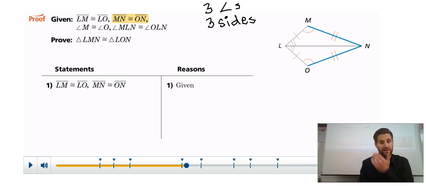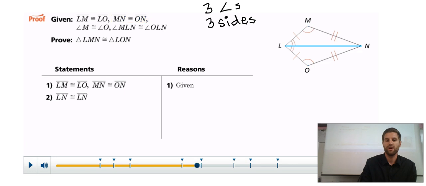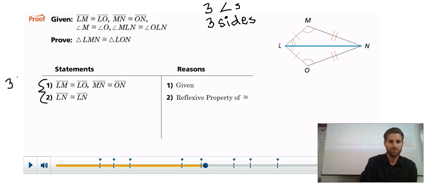We want to show that the next side is congruent. In order to do that, you can go ahead and state, hey, LN and LN are congruent. And how do I know LN is congruent to LN? Reflexive property is how we know. So if we go ahead and pause it right here, we can say, look at this. We've proved 3 sides right here, haven't we? So 3 sides, check mark, we got.